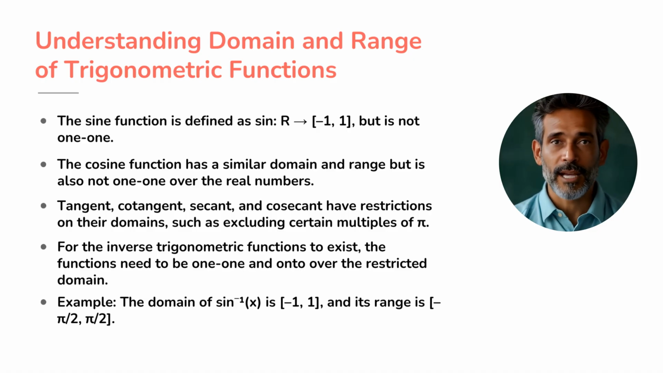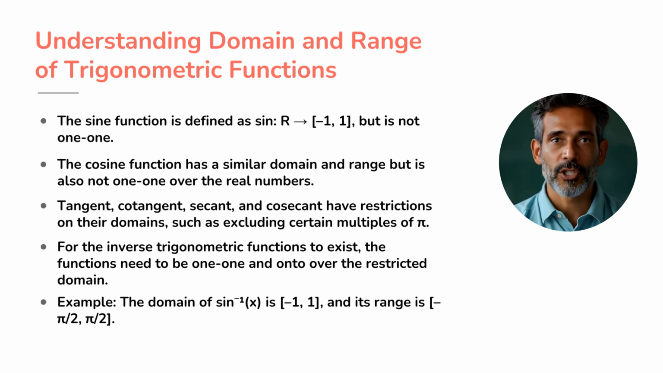To begin, let's review the basic properties of the 6 main trigonometric functions: sine, cosine, tangent, secant, cosecant, and cotangent. Each of these functions takes an input, typically an angle, and returns a ratio of two sides in a right triangle. For example, the sine function takes any angle and gives a value between -1 and 1.